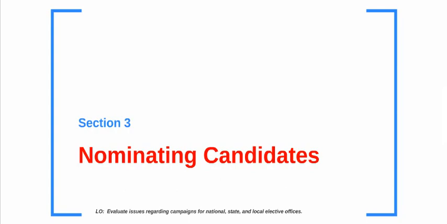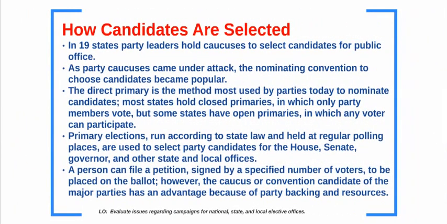Section 3. Nominating candidates. How candidates are selected. In 19 states, party leaders hold caucuses to select candidates for public office. As party caucuses came under attack, the nominating convention to choose candidates became popular. The direct primary is the method most used by parties today to nominate candidates. Most states hold closed primaries in which only party members vote, but some states have open primaries in which any voter can participate.